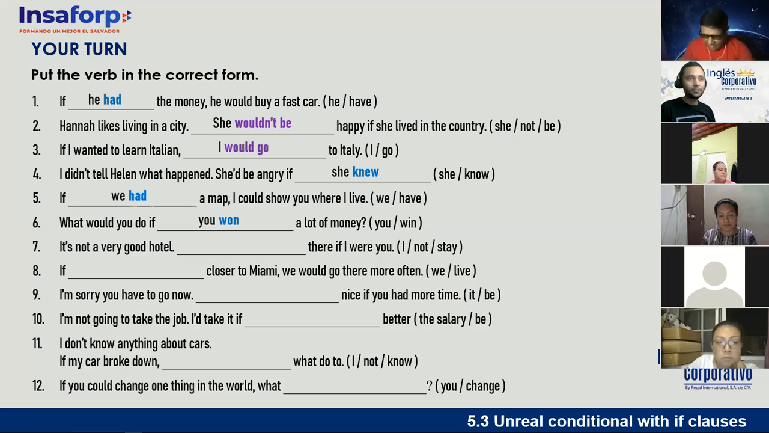Number seven. It's not a very good hotel. I wouldn't stay there if I were you. That is correct. Very good. It's not a very good hotel. I wouldn't stay there if I were you. No me quedaría ahí si fuera tú. Okay. Very good. Thank you, Amilcar. Number eight. Who wants to try?